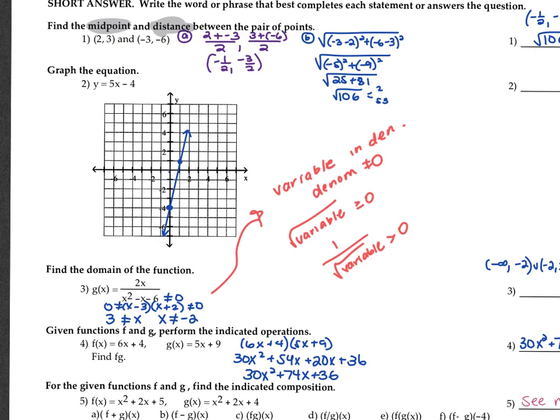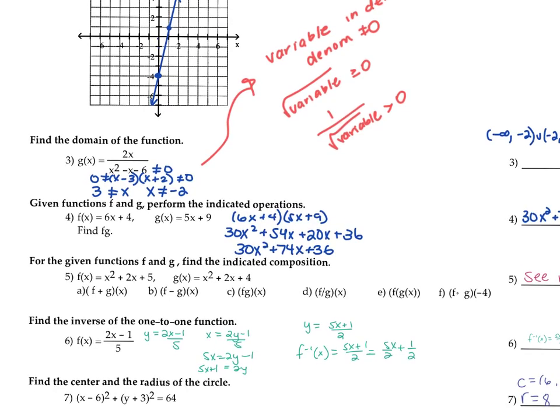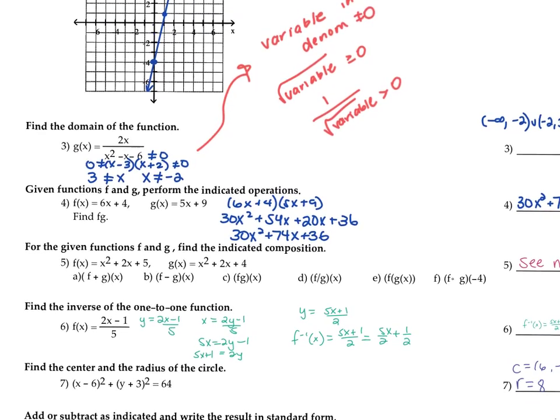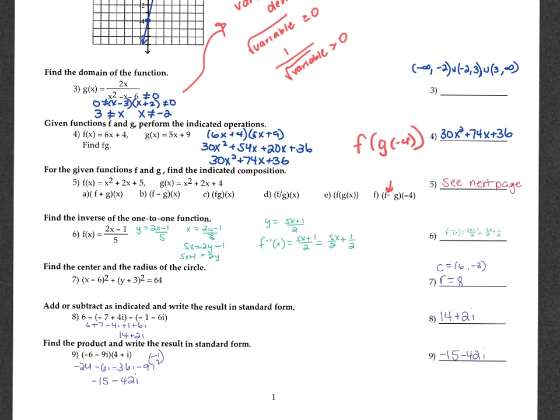Then you get into the function notation. So number 4 has f times g. Number 5 is f plus g, f minus g, f times g again, f over g, and then f of g of x and f of g of negative 4. So remember that little open dot means you're going to start by plugging the negative 4 into g, and then taking that answer and plugging it into f. So I'll go back to that because all of those are on the next page, but yeah.